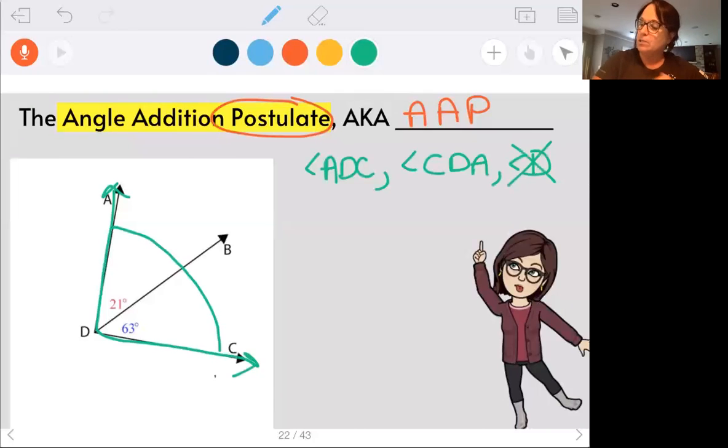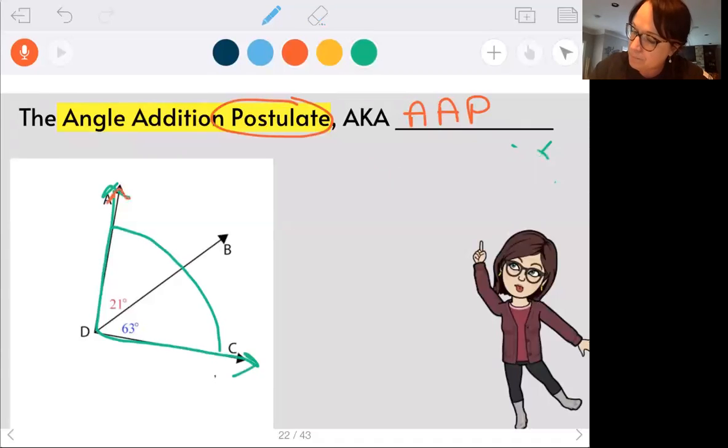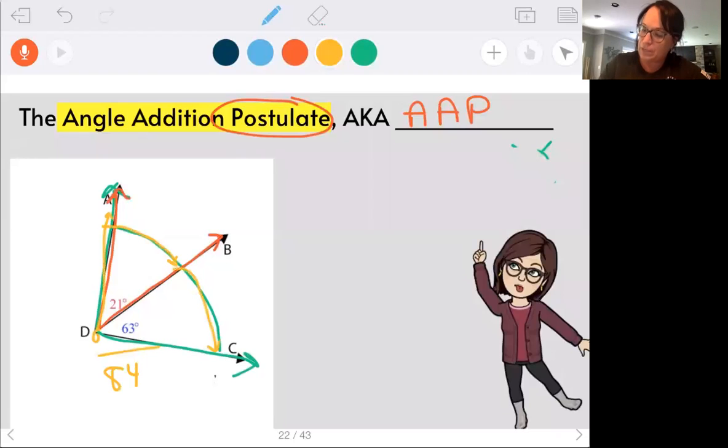All right, so that big green angle, I can get that by adding up the red one's measure, because they're adjacent, they're touching each other. It's kind of like if you're turning a boat at sea, and it's going this way and it turns 21 degrees and then turns 63 more degrees. It need not stop. It could have just turned 84 degrees, right? So that's what the angle addition postulate says.